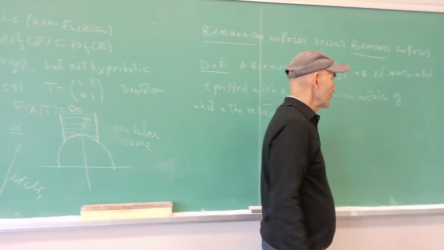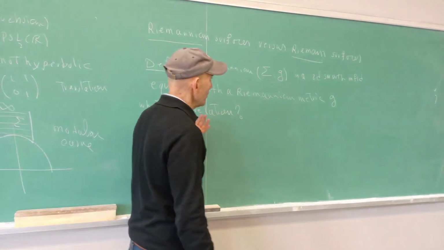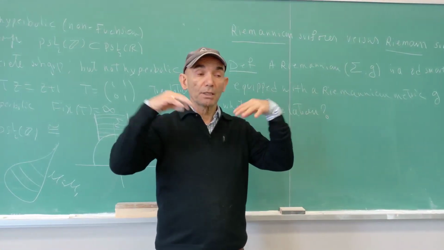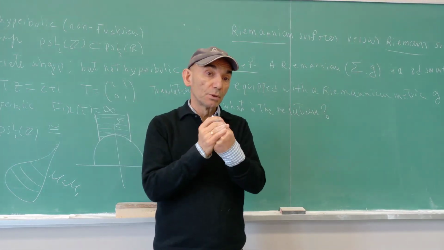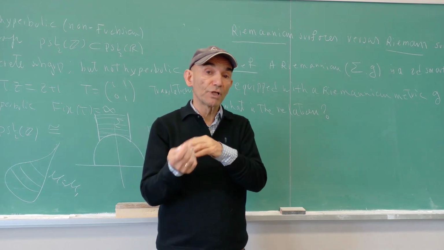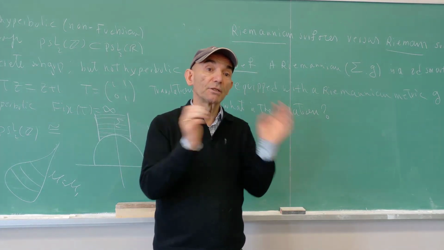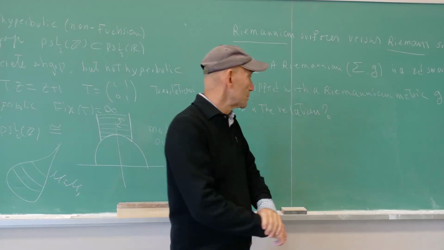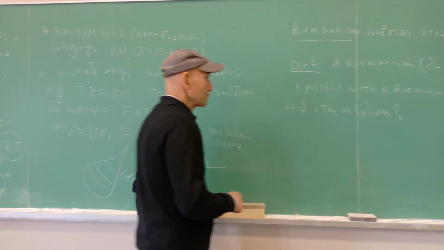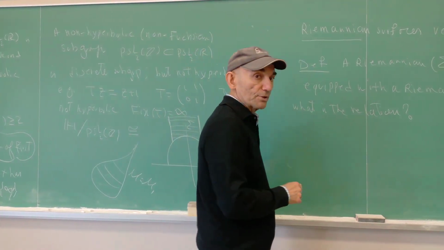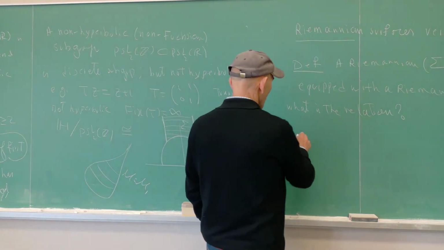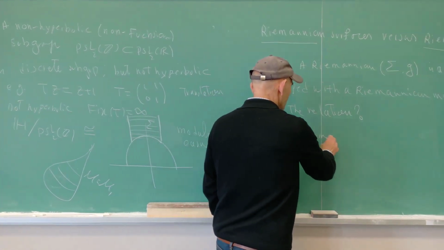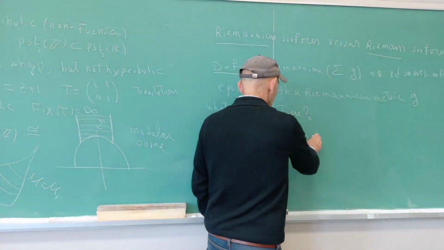If I have a Riemannian metric g on sigma, can I endow sigma with a complex structure, or vice versa? Is it true that if I have a complex structure, I can endow it with a Riemannian metric? This sort of thing. So to answer this question, I introduce a concept called conformal equivalence.